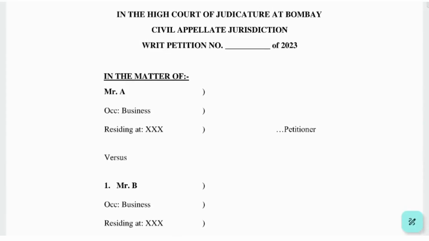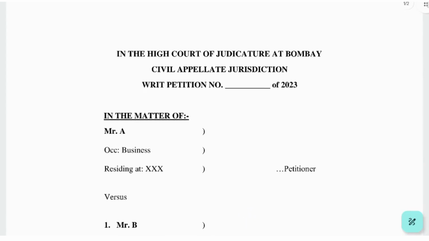So you can see on the screen that this is a draft of a Vakalatnama. Now this Vakalatnama is to be filed in the High Court of Bombay, Civil Appellate Jurisdiction. Now this is a writ petition, so we have mentioned writ petition number dash of 2023. Depending upon which court you are filing the Vakalatnama in, you can always change the title and use the same draft again. So depending on which court and which type of matter, you just change the title and you're good to go.